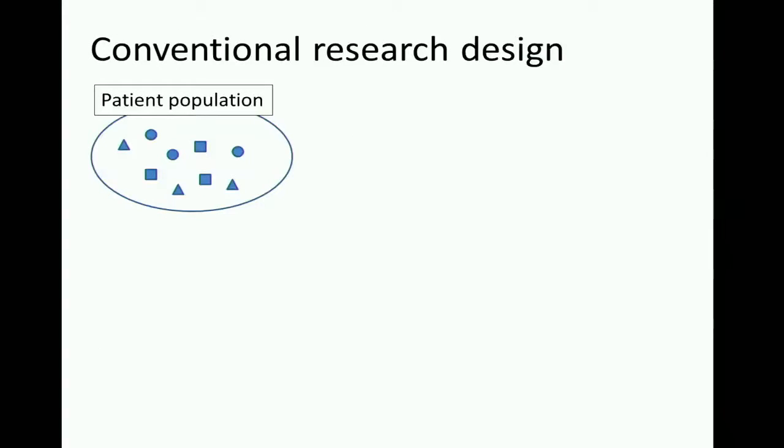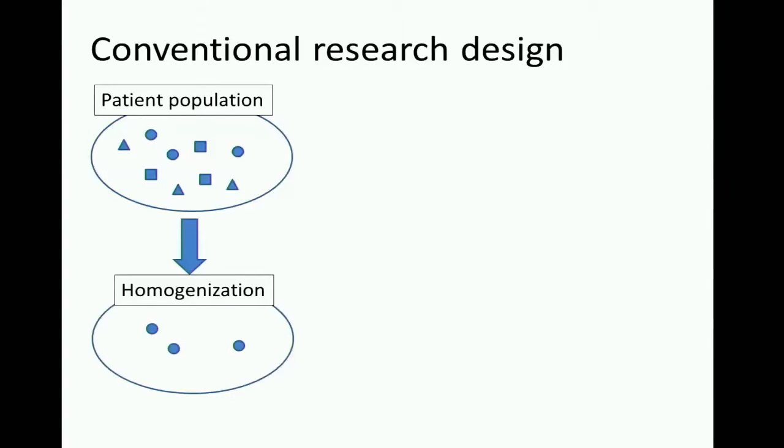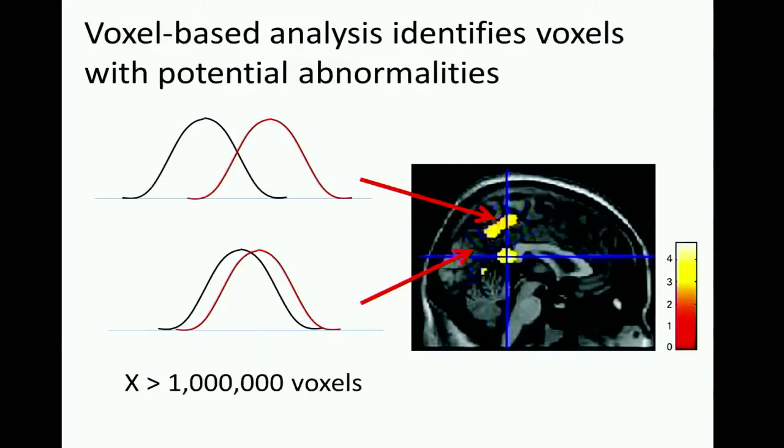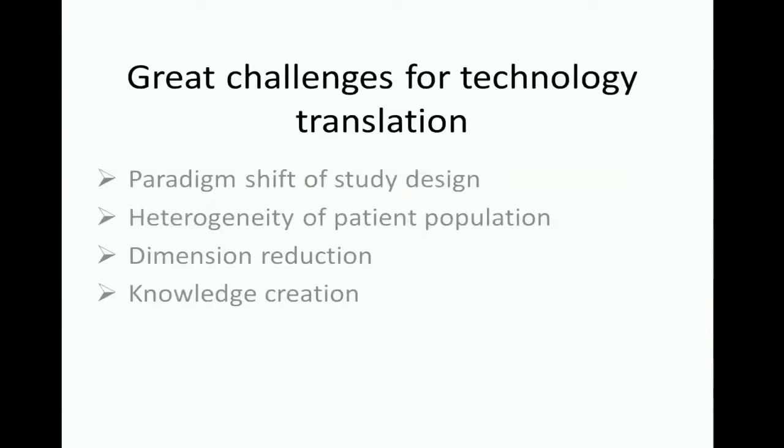Now, anyway, when we do the conventional research design, we have a patient population, and with stringent inclusion criteria, we try to homogenize the population. We have a high quality age-matched control, and we do statistics like t-test. One unique aspect of imaging is that we have to do it in every voxel, every brain location. We have more than 1 million voxels with 1 millimeter resolution because the brain is bigger than 1 liter. So those are how our data look, and I want to go to the challenges.